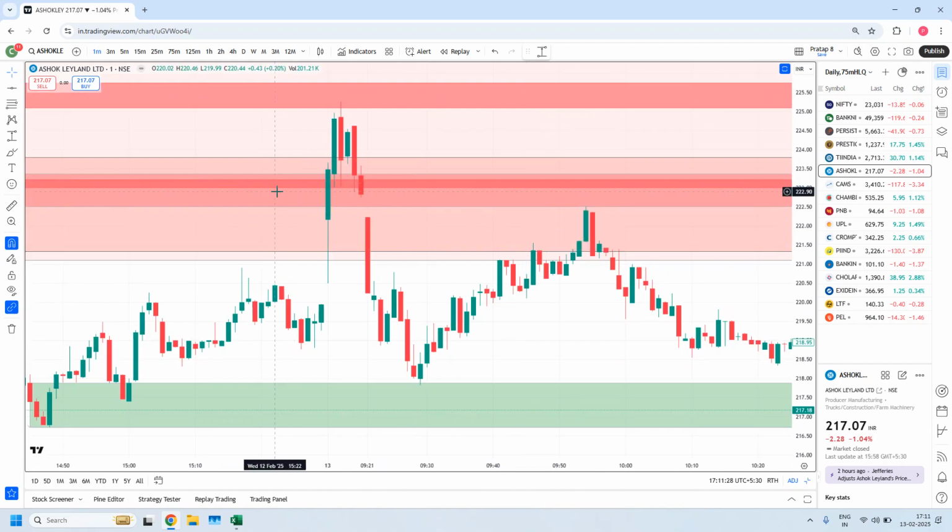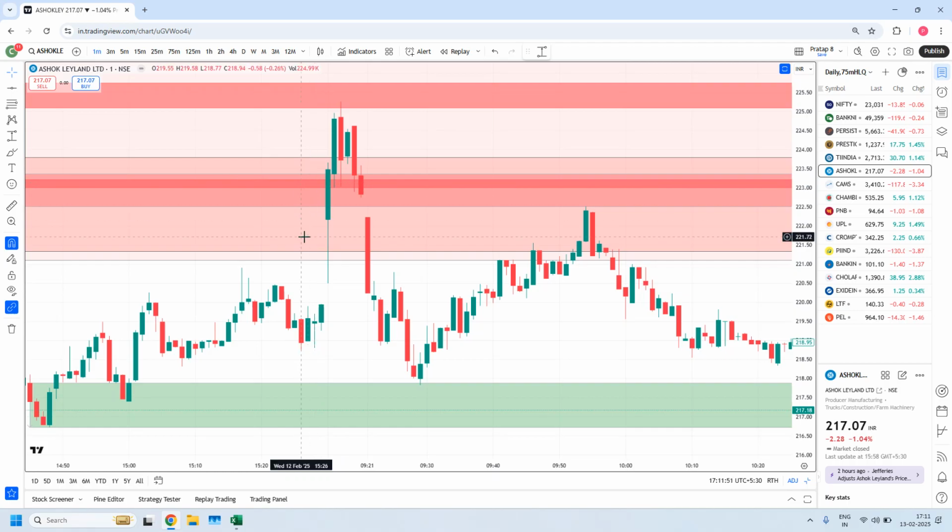The reason is very simple. Always remember, if a zone is violated, there are only two reasons. Reason number one: demand will be more than the supply if it is a supply zone, or supply will be more than the demand if it is a demand zone. Only at that time will zones be violated. That is reason number one.